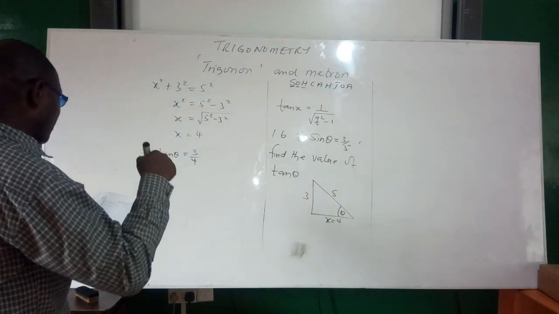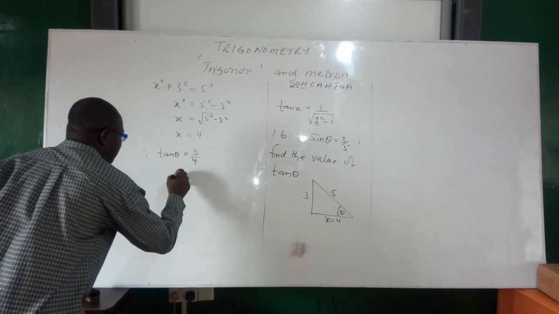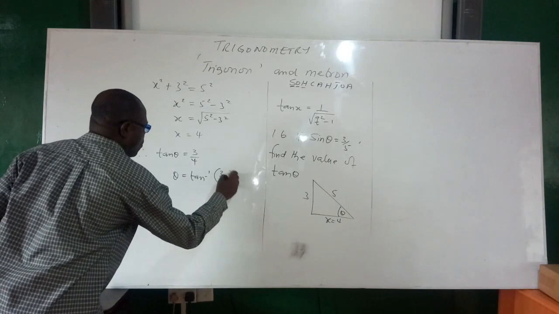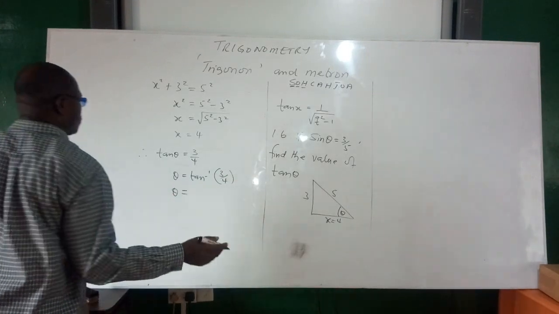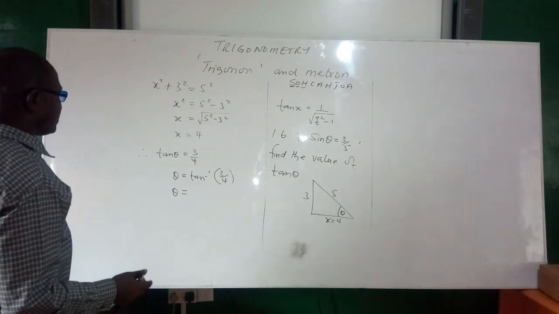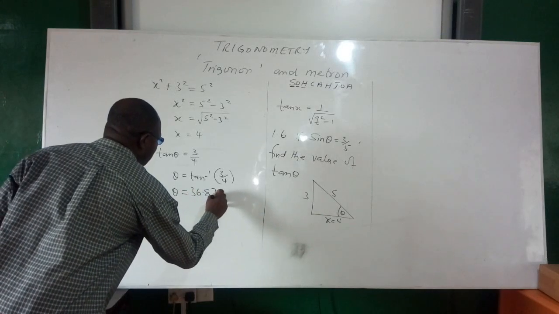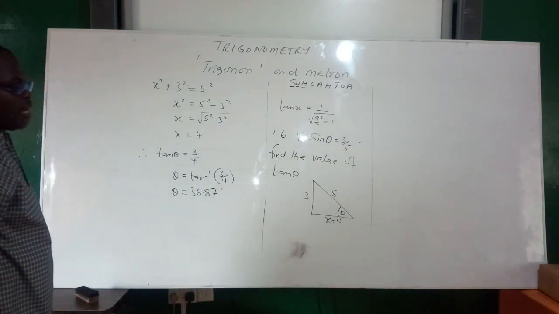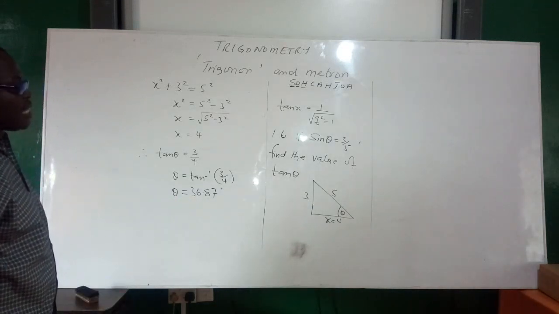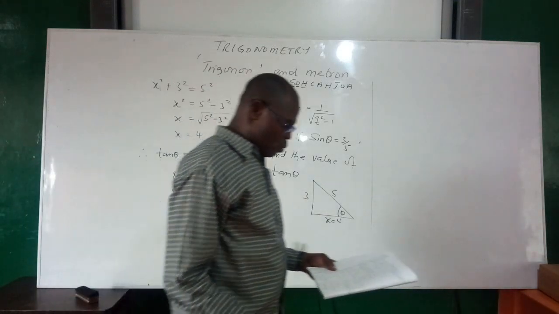If you want to find the value of the angle, then we say that theta is equal to tan inverse of 3 over 4. Go to your calculators and get the answer. We have 36.87 degrees. Because it's an angle, we can even end the answer by saying it's approximately 36.9. But when it is left like this, it means that we know what we are doing.